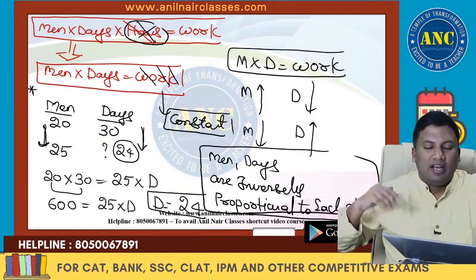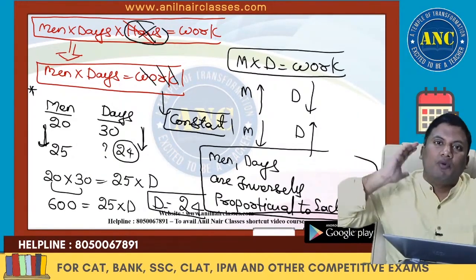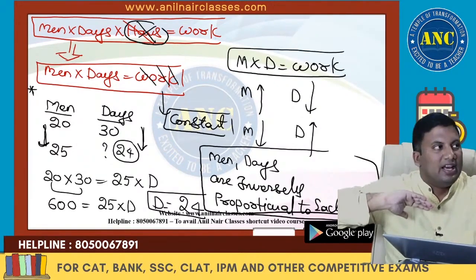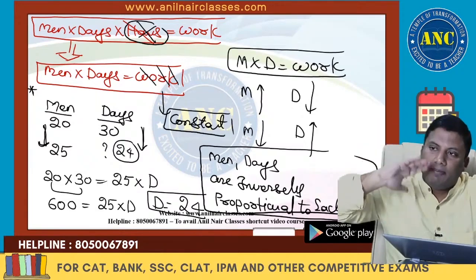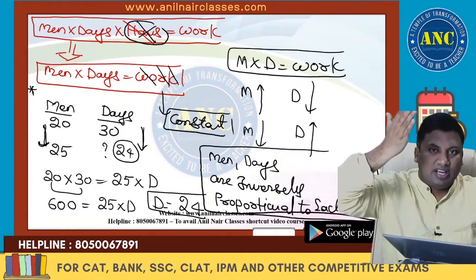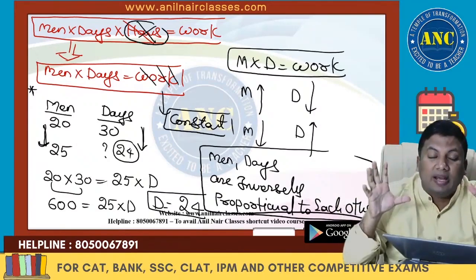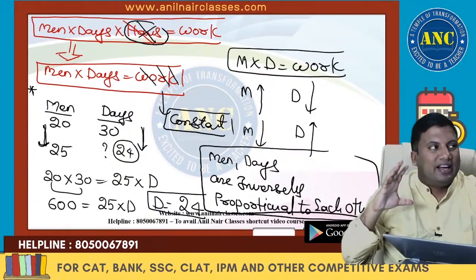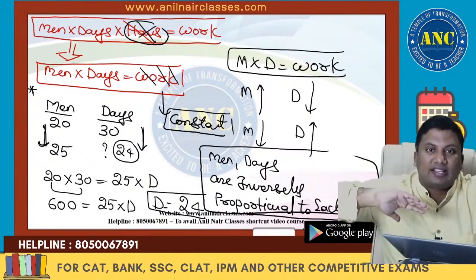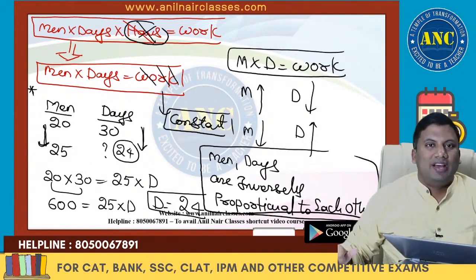Men becomes double, days will become half. Men becomes 4 times, days will become 1 by 4. Men becomes 8 times, days will become 1 by 8. If it is x times, this will be 1 by x times. If it is 1 by x times, it will be x times. If it is k times, it will be 1 by k. This is inversely proportional. In an inverse relation, if one increases by x value, the other decreases, but not necessarily by 1 by x value. Are you all with me?